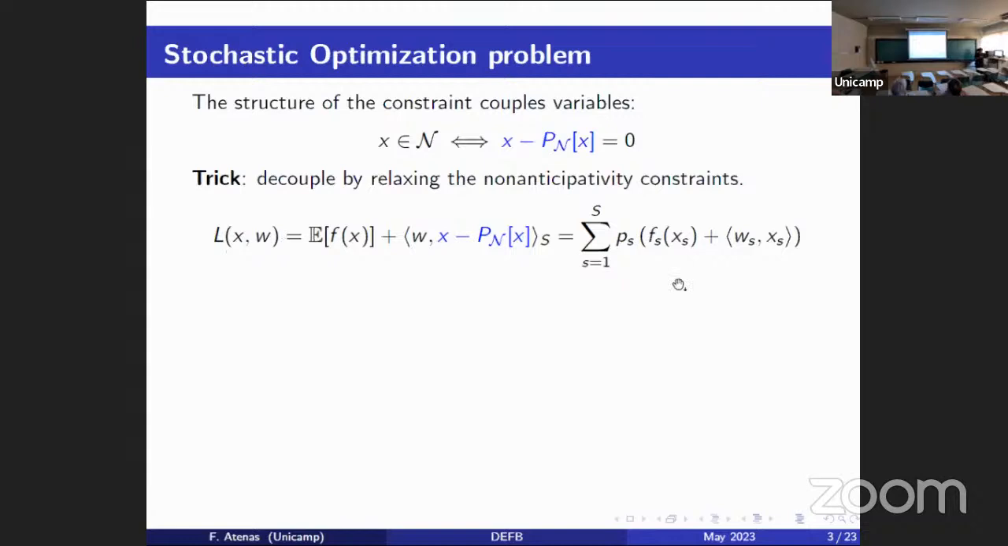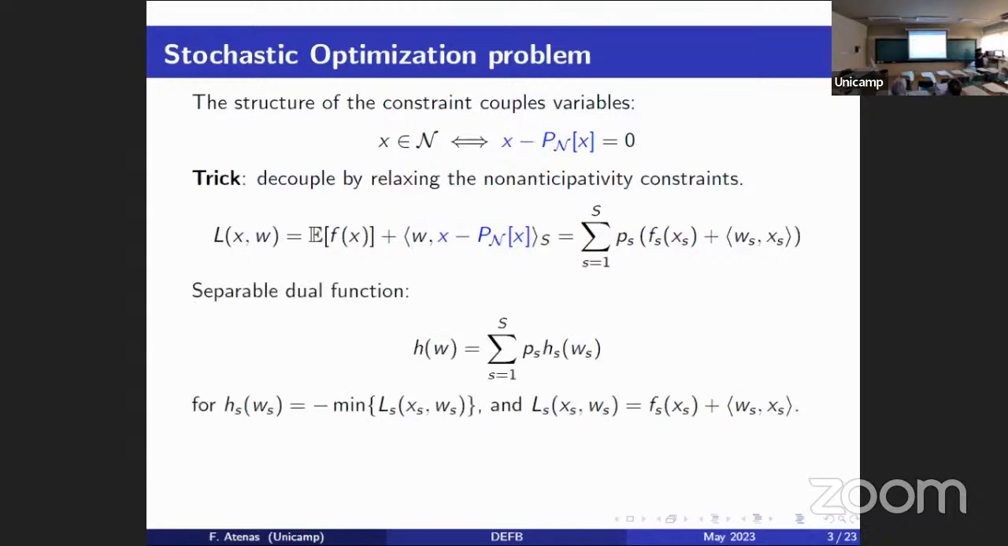So we have a separable Lagrangian now. And we also take the same structure for the dual function. In this case, I define the dual function as minus the minimum of the Lagrangian because I prefer to work with minimization problems just because of that. So we have a separable Lagrangian and also a separable dual function.